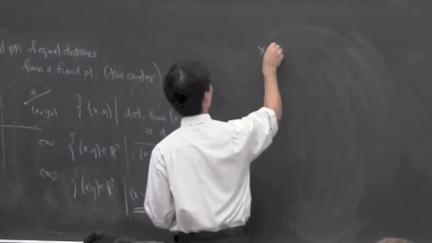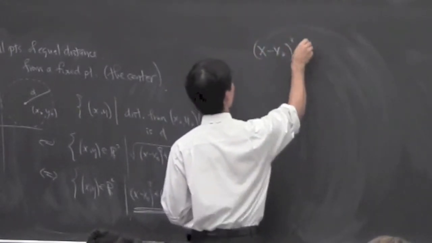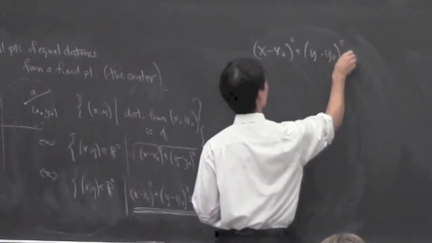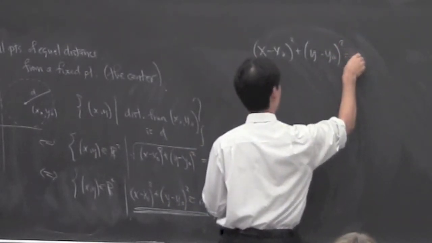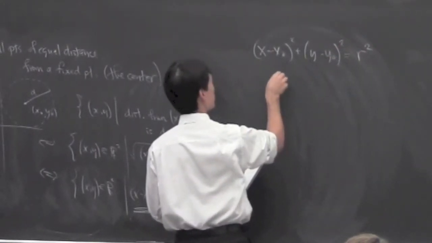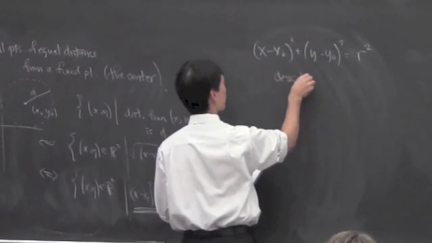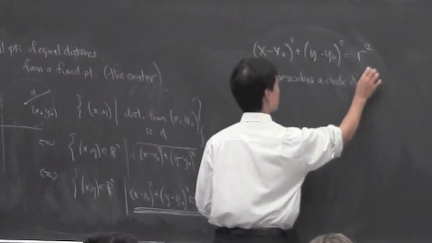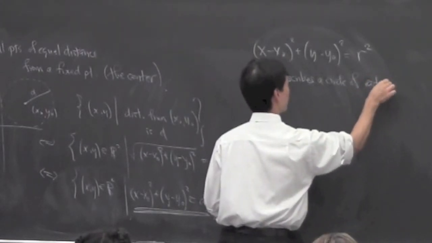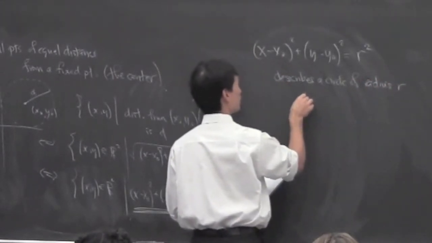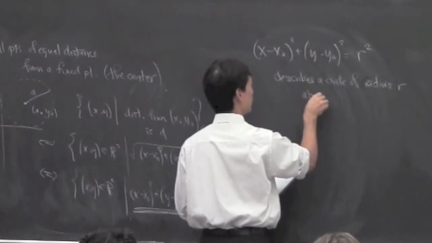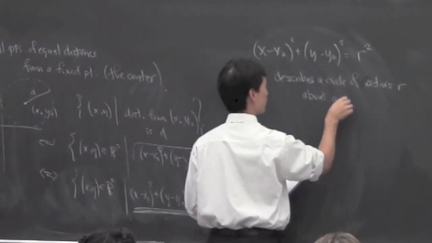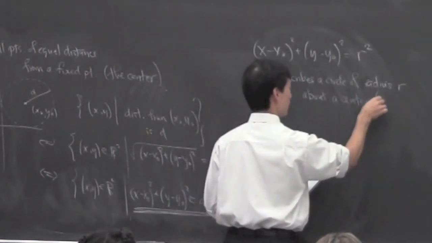So let me just write it out. X minus x naught squared plus y minus y naught squared equals, say, r squared. This describes a circle of radius r about center x naught, y naught.